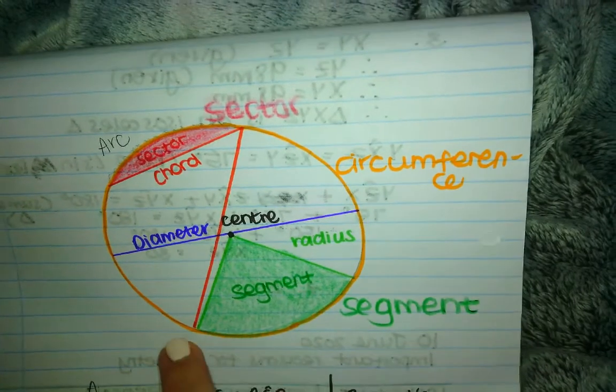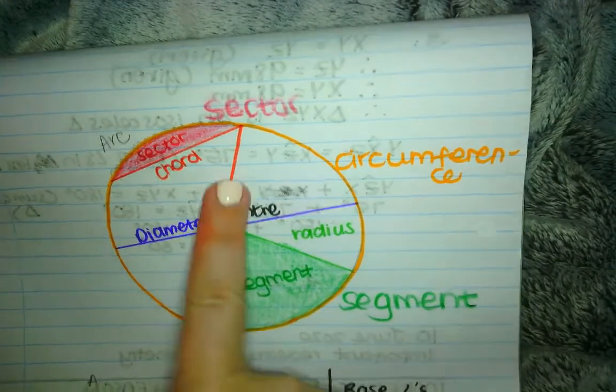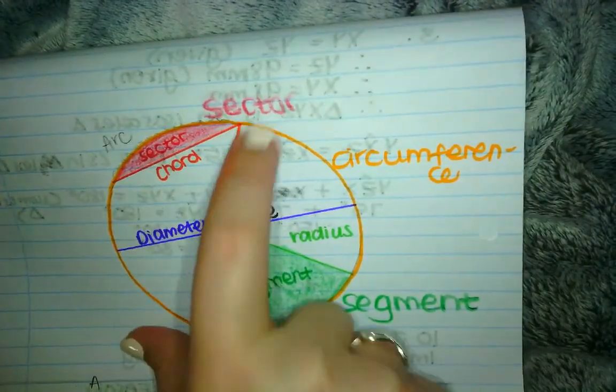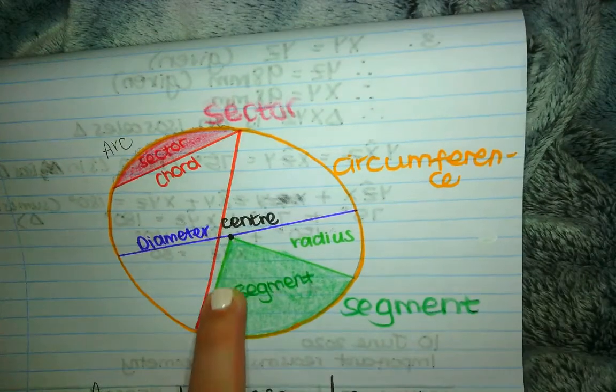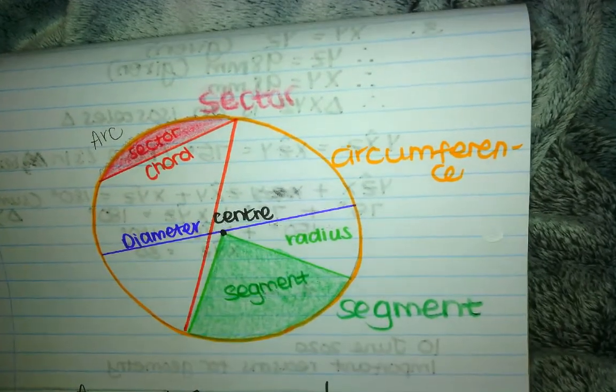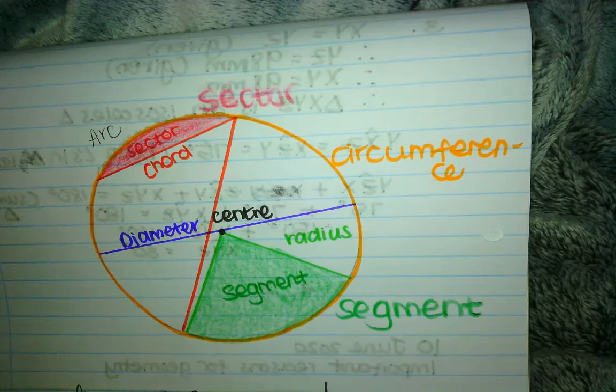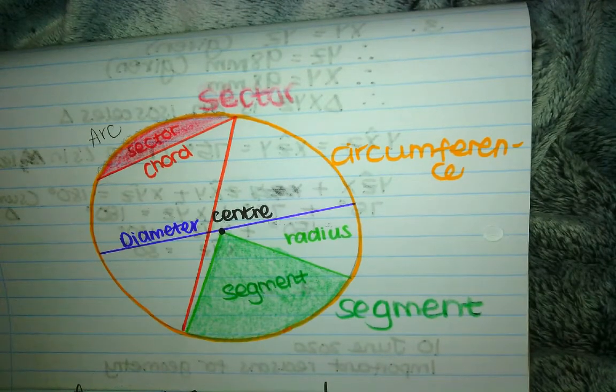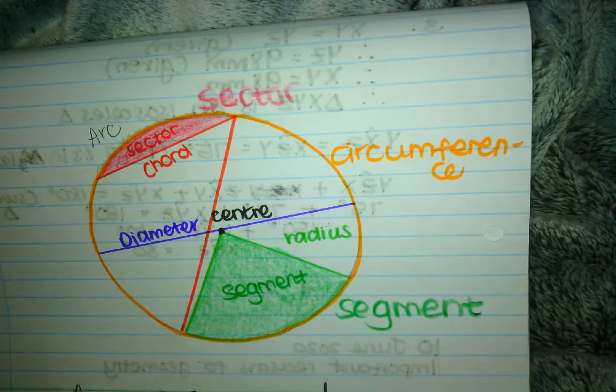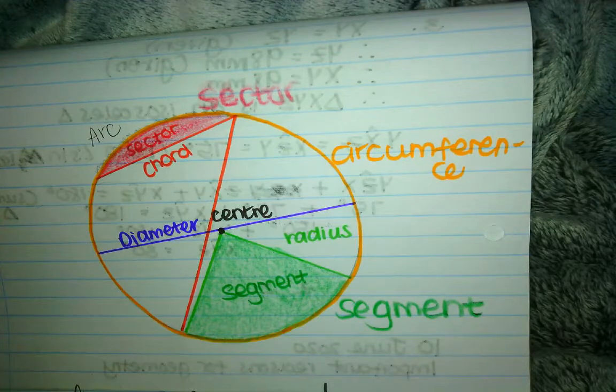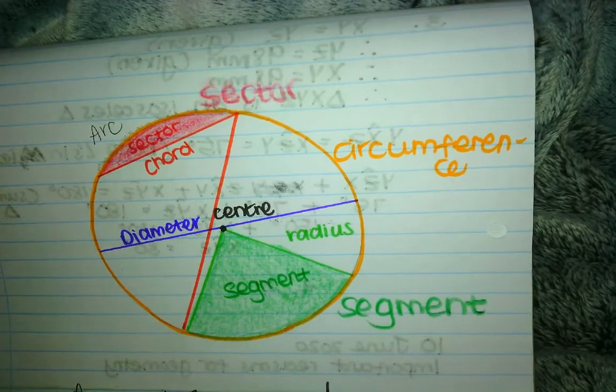Something to quickly tell you: that's a chord. A chord can also go very close to the center of the circle but not touch it. That is called a chord. As soon as the line goes through the center, all the way through, then it is called the diameter. Otherwise, that's pretty much it for today.